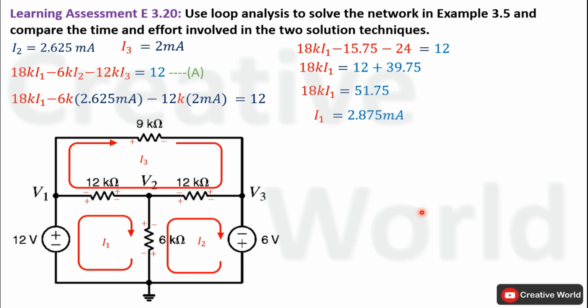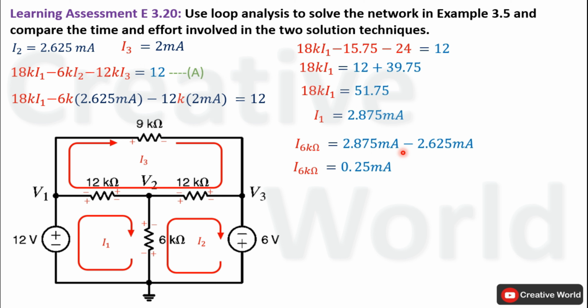Now in order to calculate voltage across this 6 kilo ohm resistance, we have to find the resultant current through this resistance, that will be equal to the difference of these two currents, I1 minus I2. Here current I1 is larger than I2, that's why I2 is subtracted from I1. So the resultant current will be equal to 0.25 milliampere.